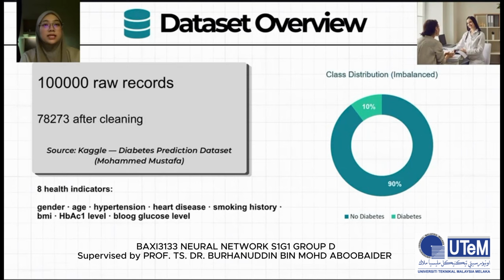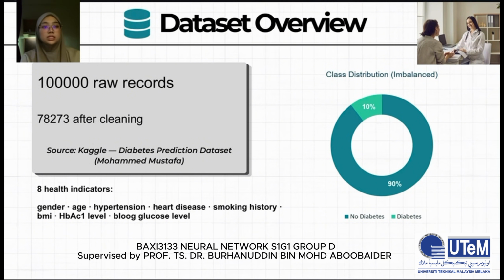Hello everyone, my name is Anis Najwa. I will be walking you through our project on diabetes prediction. Let's start with a quick overview of our dataset. We initiate our project with a raw dataset of 100,000 records sourced from Kaggle. After a thorough cleaning process, we retain 78,273 high-quality records. Our analysis evaluates 8 critical health indicators, including gender, age, hypertension, heart disease, smoking history, BMI, HbA1c level, and blood glucose level.